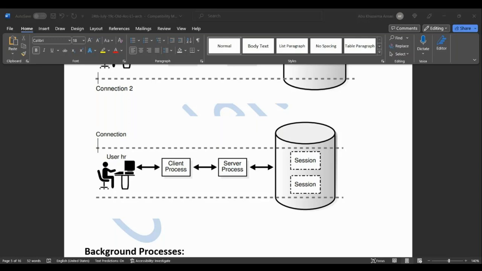Okay, so Oracle database creates a server process to handle the request of a client process connected to the instance, and the client process always communicates with the database through a separate server process. Okay, so it creates on the basis of the connection method actually.